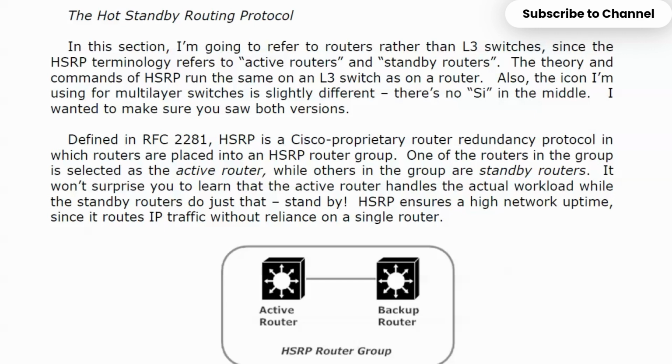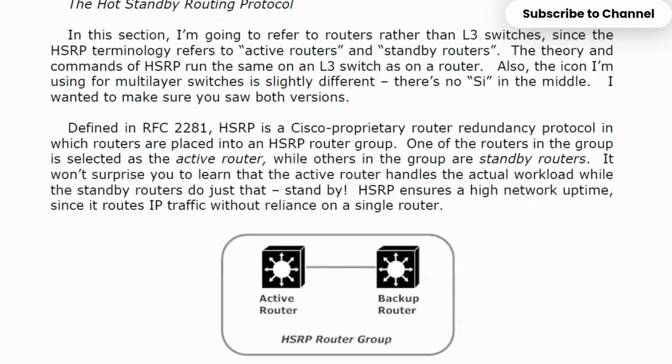Also, the icon that I'm using for multi-layer switches from here on out is slightly different. There's no SI in the middle. I just wanted to make sure that you saw both versions of that. Now, HSRP is defined in RFC 2281, and it's a Cisco proprietary router redundancy protocol.